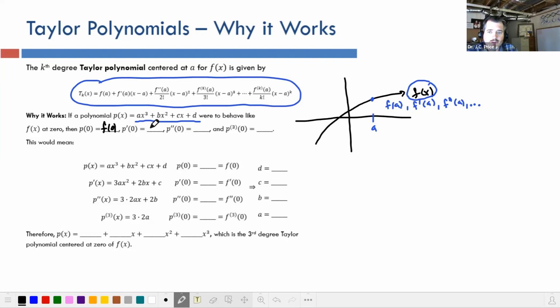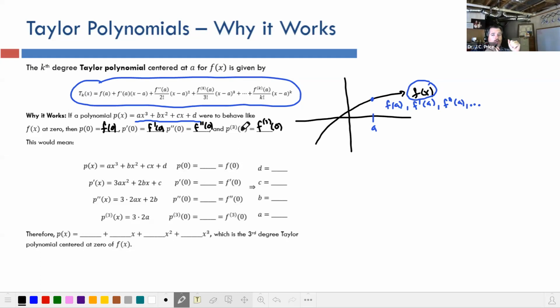And p prime of 0 should give you f prime of 0. And p double prime of 0 should give you f double prime of 0. So this is how we want to make our polynomial, basically. For the third derivative, we'll want to make sure that the third derivative of f evaluated at 0 and the third derivative of our polynomial at 0 are exactly the same. So we're going to create a polynomial that has these four properties, right?